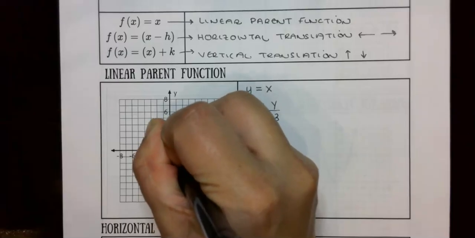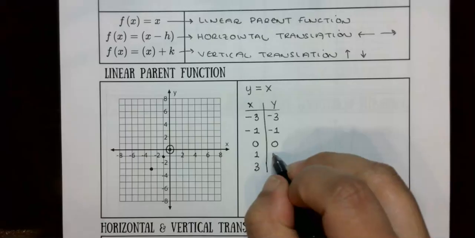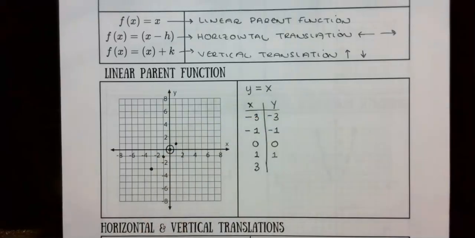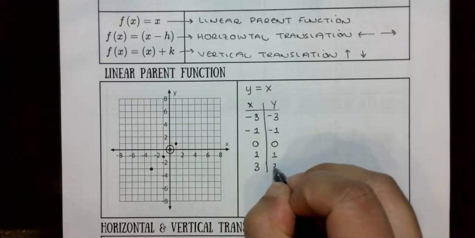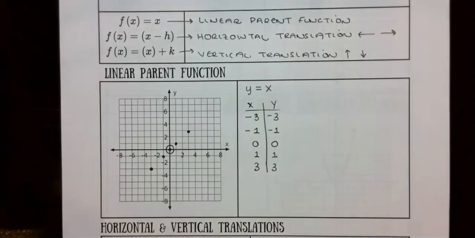You're going to notice that all your parent functions, no matter what family they belong to, will always go through 0, 0. All right, we have 1, so y is also 1, so we have 1, 1. And then 3, 3 would be here. So let's go ahead and connect these dots, and we're going to label it f of x.